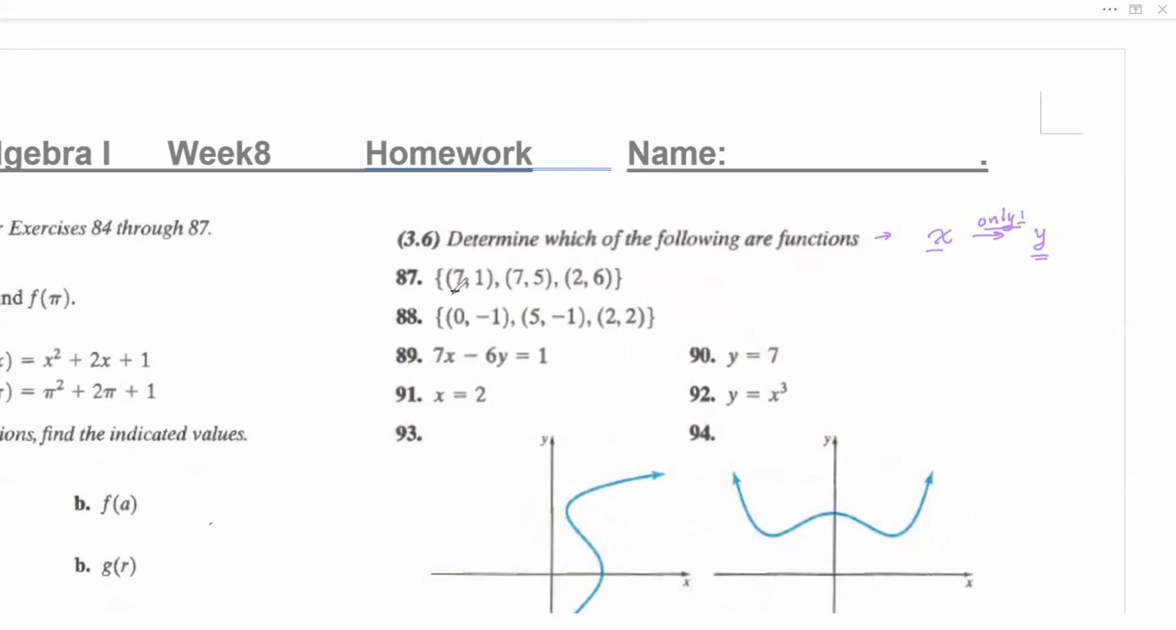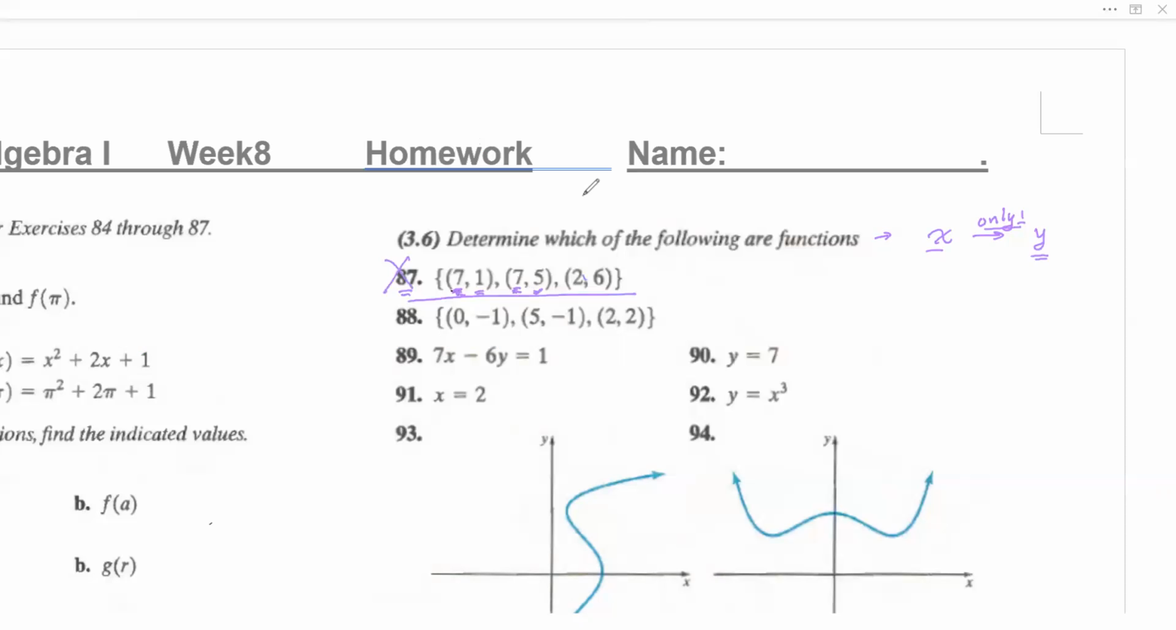Here you can see 87. When the input is 7, the output is 1. When the input is 7, this one comes out with 5. So you input 7, it possibly comes out 1 and possibly comes out 5. So this is a non-function. The output 2 doesn't matter here, it doesn't matter for the requirement of a function.